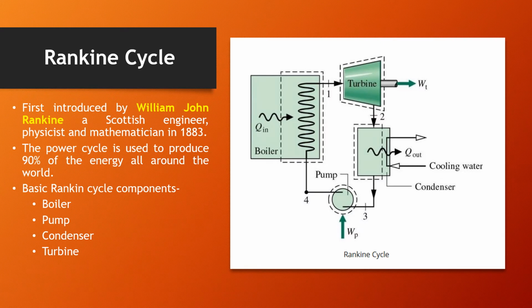Rankine cycle is basically the thermodynamic cycle that is used for power generation involving steam. It was first introduced by William John Rankine, a Scottish engineer, back in 1883. So the major components of a Rankine cycle are a pump, a boiler, a turbine, and a condenser. Come to think about it, basically a steam power plant cycle.